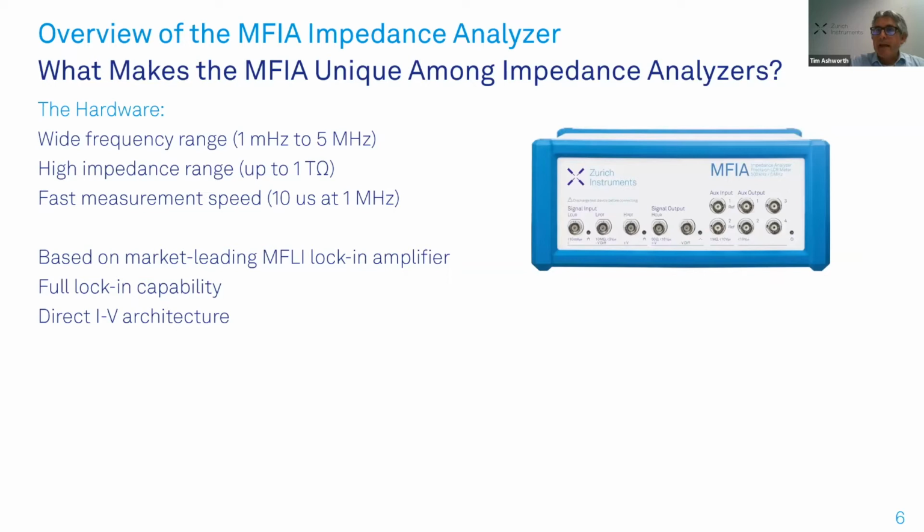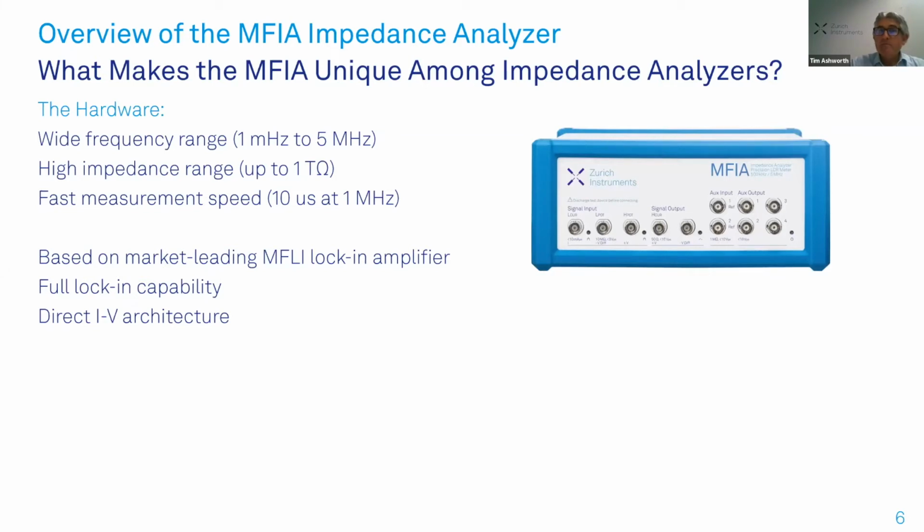So what makes the MFIA unique? And I think let's start with the hardware. So it has a wide frequency range. It's 1 millihertz to 5 megahertz. So it's very flexible in the frequency range. We can handle high impedance. So if you have a low capacitance value, you can still measure that reliably. The most important for DLTS is, of course, the fast measurement speed. At 1 megahertz, the typical operating frequency, we can measure in 10 microseconds.